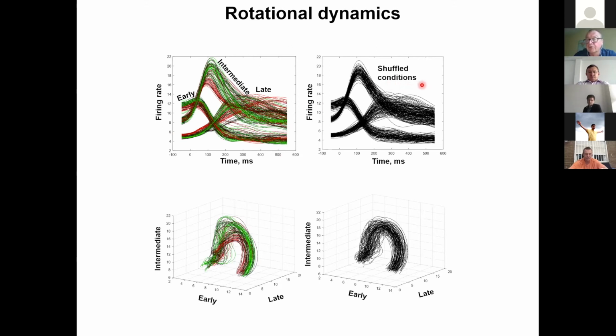You could even shuffle conditions, and still this was true. I could plot this in three dimensions, and the rotation was clear and did not disappear when I shuffled conditions. So here, without doing any advanced mathematics, I could easily obtain these so-called rotations, and they clearly came from the sequence of activation in this population.